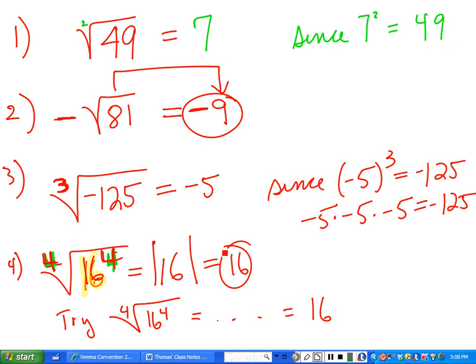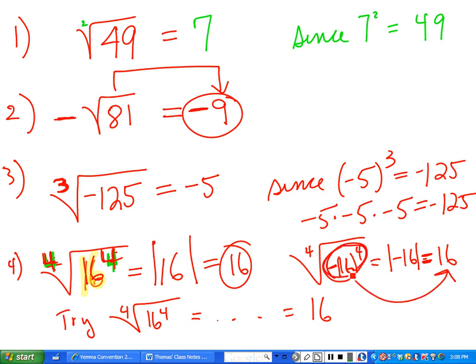Likewise, if you have, for example, the fourth root of negative 16 to the 4th power, technically the answer is the absolute value of negative 16, which is positive 16. But these are rare cases. You hardly ever see this case when it's negative 16 to the 4th. Because we know negative 16 to the 4th is a positive number, so our answer will be positive. It won't be negative. You just have to make sure you're careful about a situation like this one.